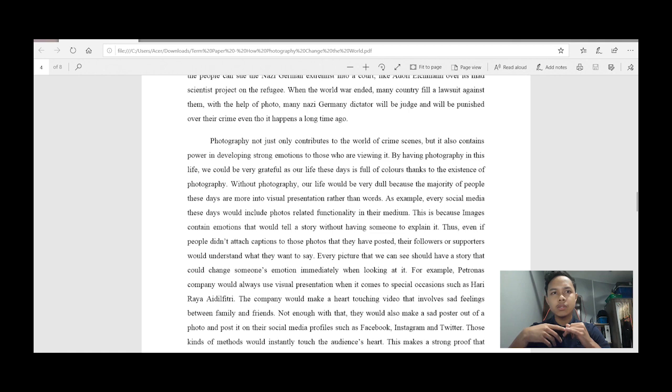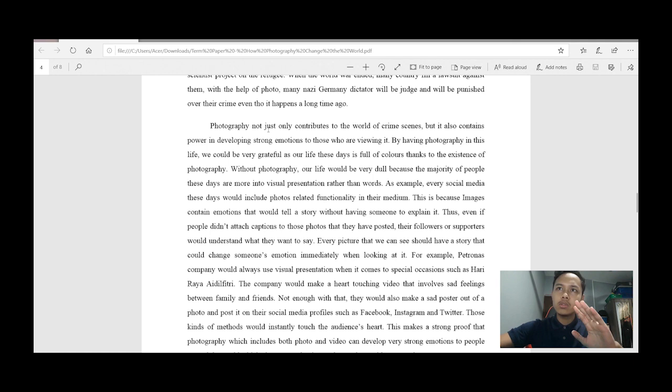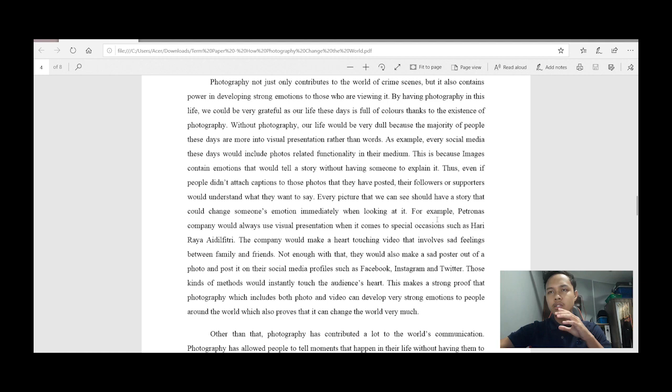In this body, we put the concern on the emotions which photography proves. It proves that photography really has emotions, not just a sort of picture. So in this body, we use the example of the Petronas company, which uses videos, which are also included in photography. They use video to create emotions, especially for special occasions such as Hari Raya Aidilfitri.